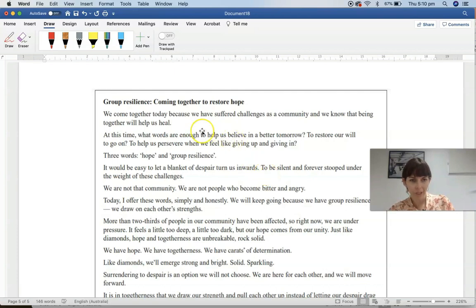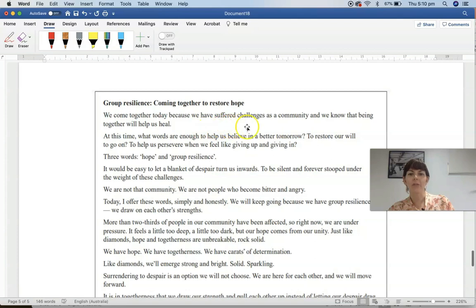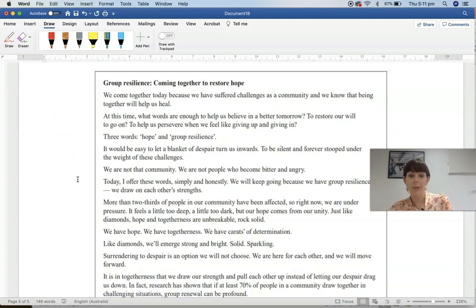Leader. We come together today because we have suffered challenges as a community, and we know that being together will help us heal. At this time, what words are enough to help us believe in a better tomorrow, to restore our will to go on, to help us persevere when we feel like giving up and giving in? Three words: hope and group resilience. It would be easy to let a blanket of despair turn us inwards, to be silent and forever stooped under the weight of these challenges. We are not that community.